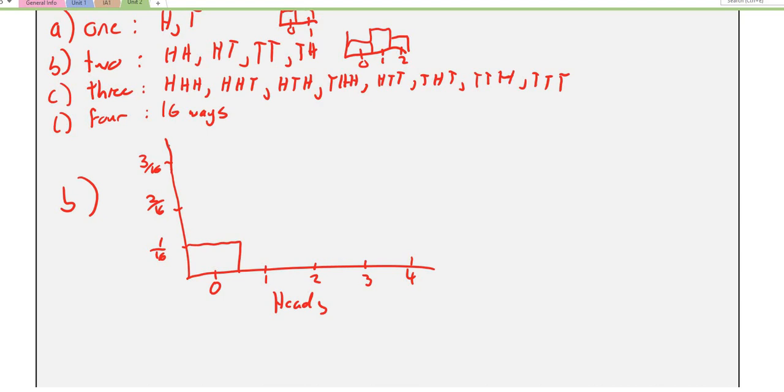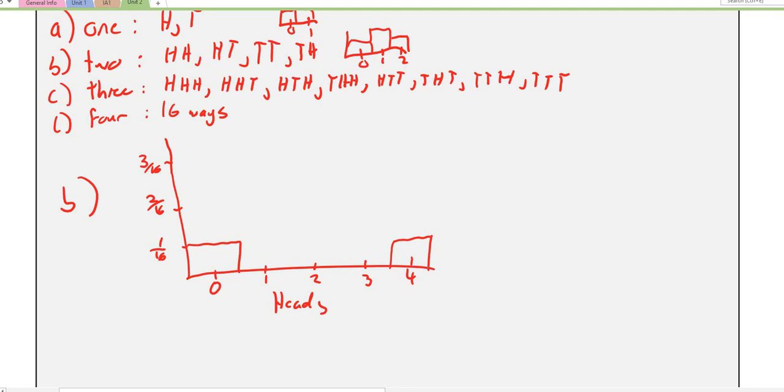Anyway, how many ways are there to get 4 heads when you're flipping a coin 4 times? So if I flip 4 and I want 4 heads, there's only 1 way for that to happen. It's got to be head, head, head, head. So that would also be a 1 out of 16.